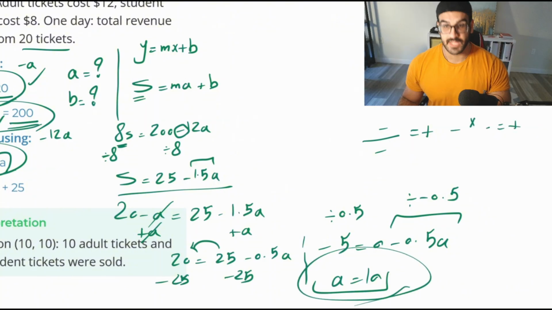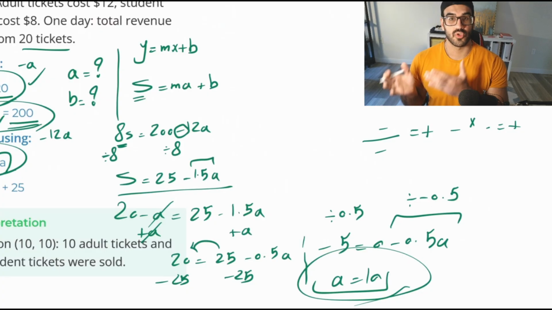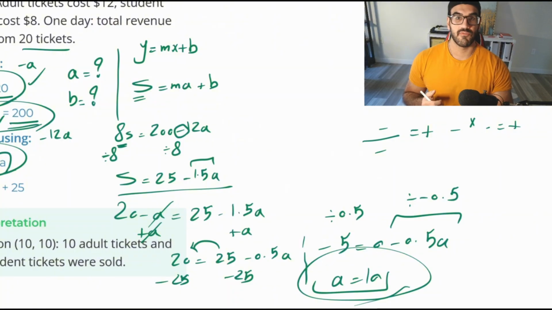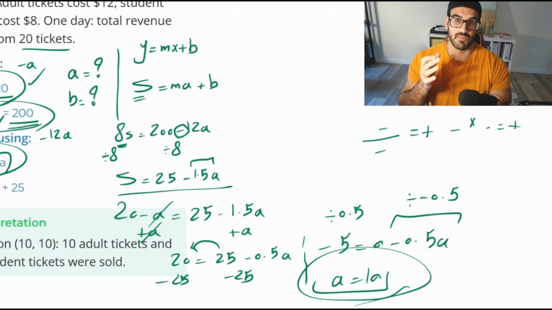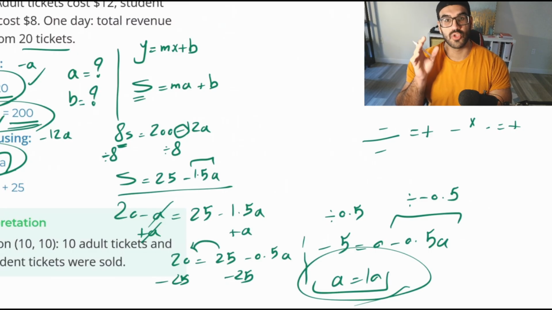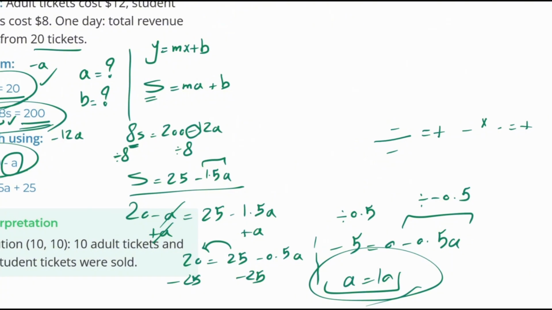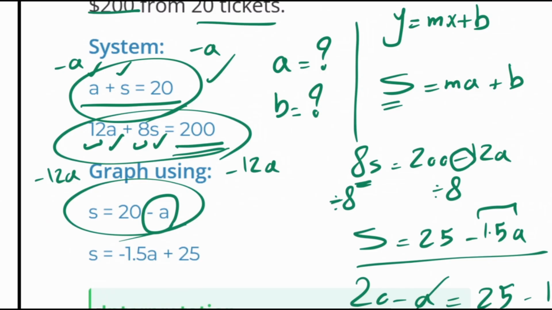So I know for a fact that the number of adult tickets that I sold is 10. If I have that, I can easily find the s itself. I can just put this 10 into one of those equations, and I know for sure that both of them are right, but again, try to double check that. So I'm going to put a in one of those equations and find the s itself. So a was 10 at this point. If I put 10 over here, what is the number that if you add it up with 10 is going to be 20? Exactly, that number is going to be 10 itself.